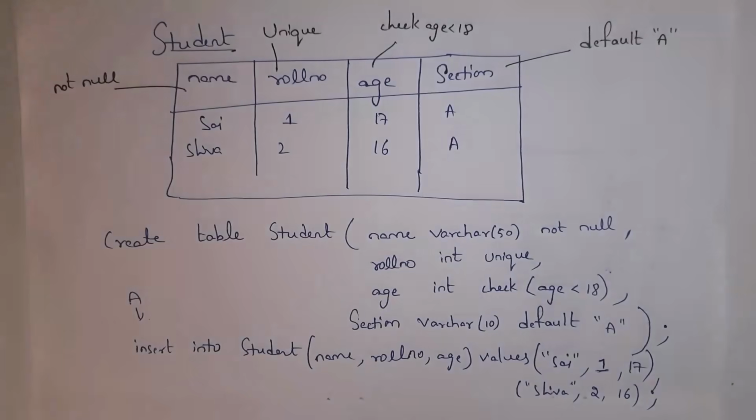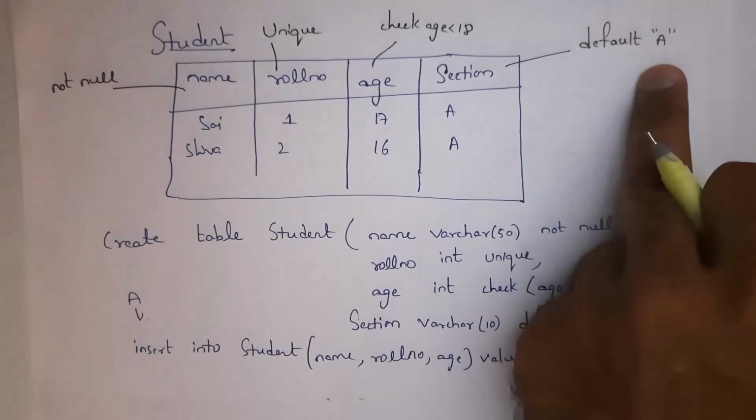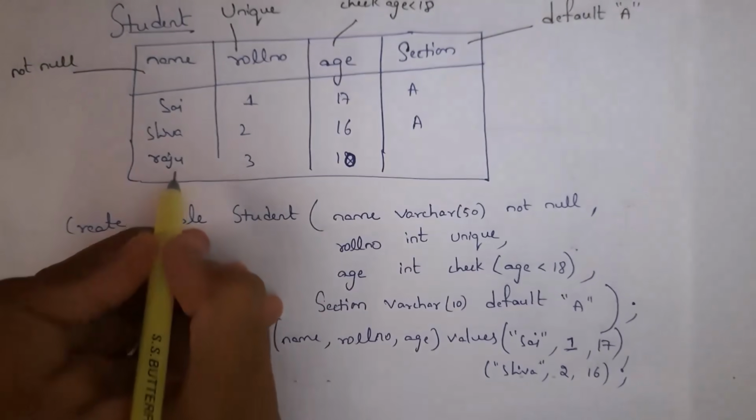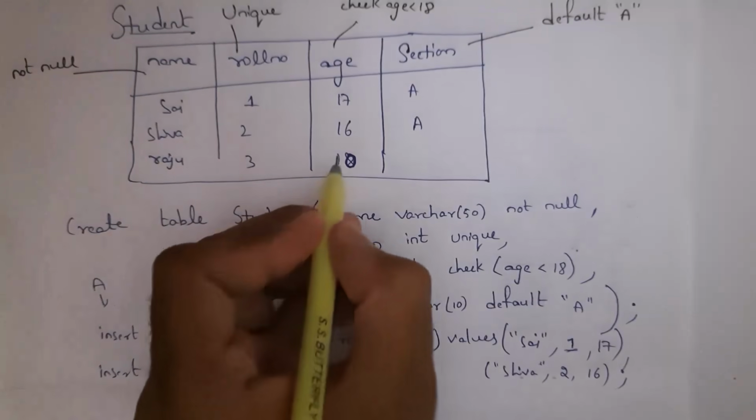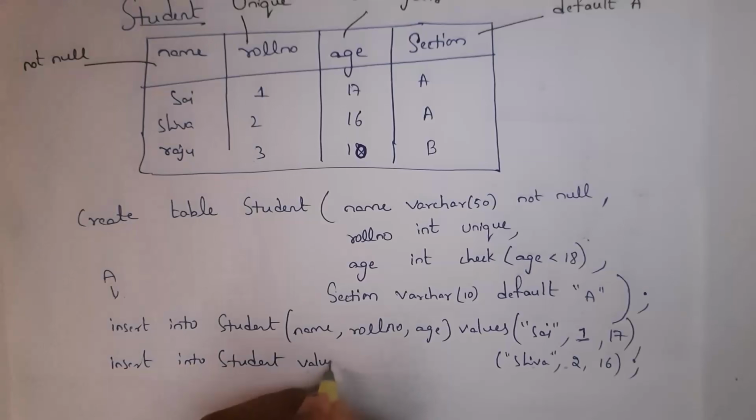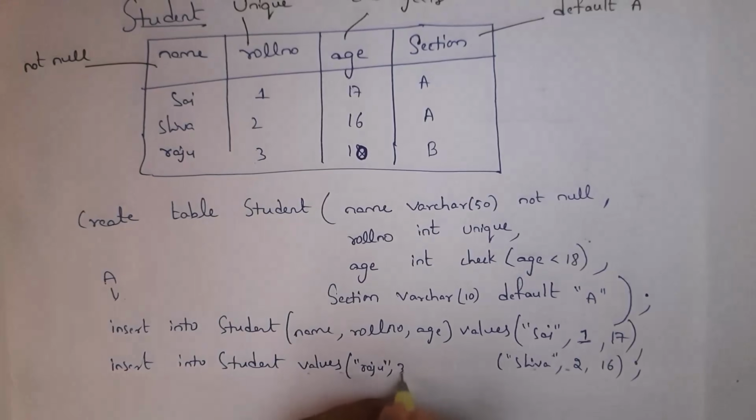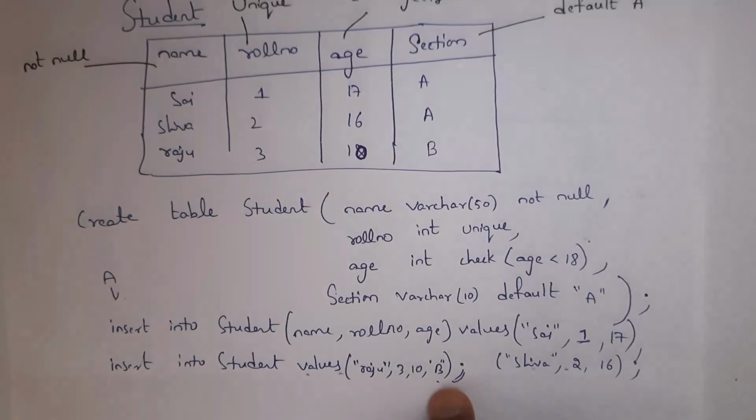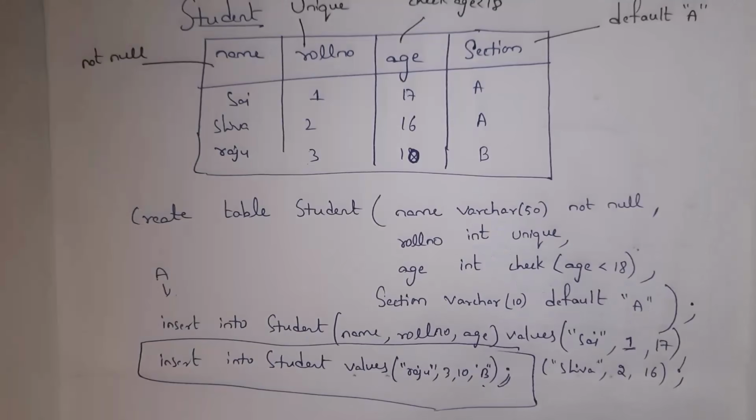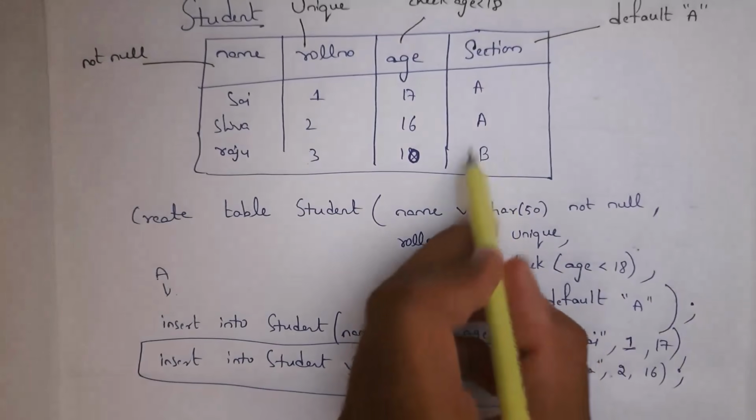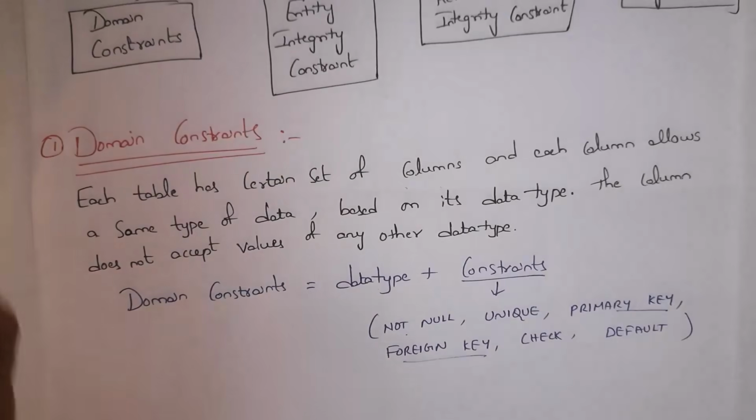Guys, for example, if you don't give any value, then it will take the default value. But if you give a value, then it will take that value. For example, I want to insert data like name Raju, roll number 3, age 10 and section B. So write here: insert into student values, Raju in quotations, comma, 3, 10, section B in quotations. I took section B here, so it will insert section B. If you don't give a value, it will select the default value, but if you give any value, it will insert that value. This is all about domain constraints.